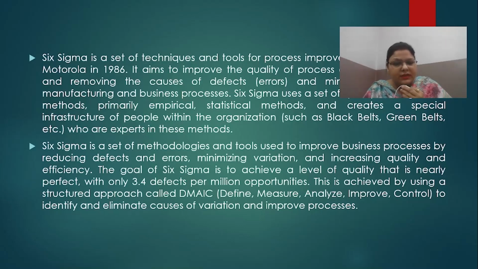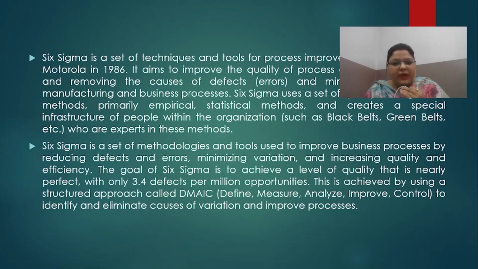Next is, Six Sigma is a set of methodology and tools used to improve business processes by reducing defects. Basically, Six Sigma is a set of different methods, and there are tools and techniques used here to improve the overall business process and reduce the defects and errors within the organization, so that after the finishing of the production, we will get a proper, error-free finished good.